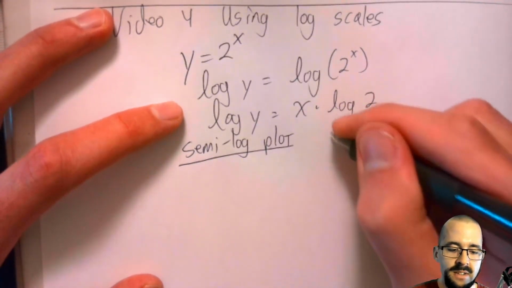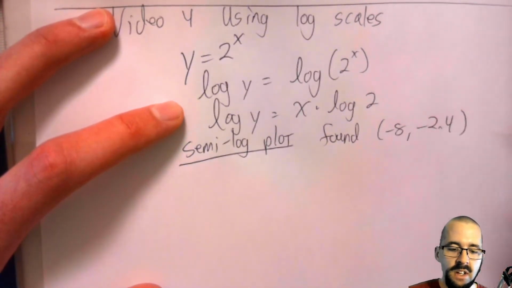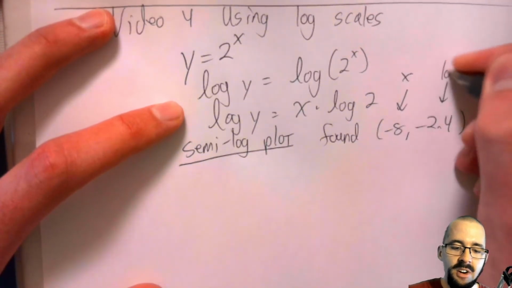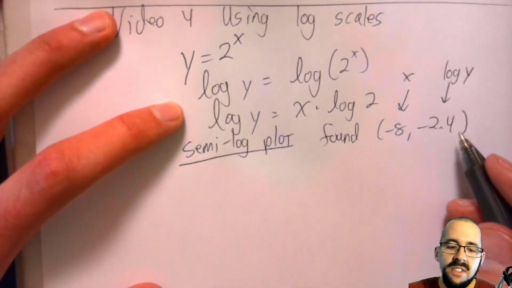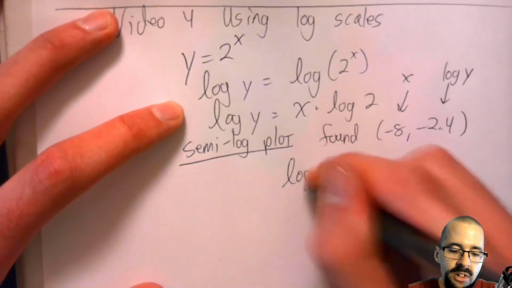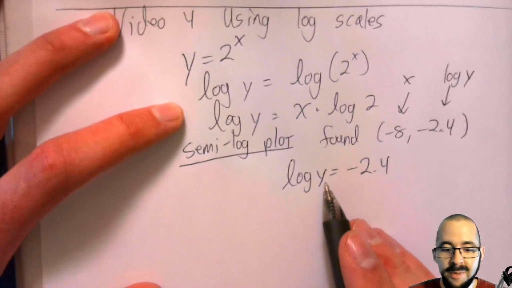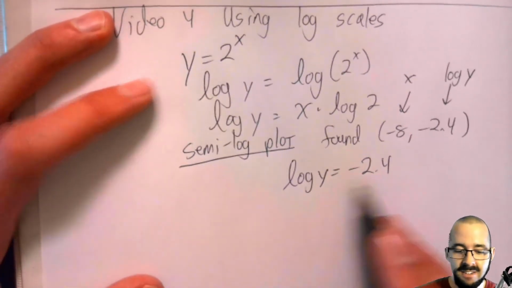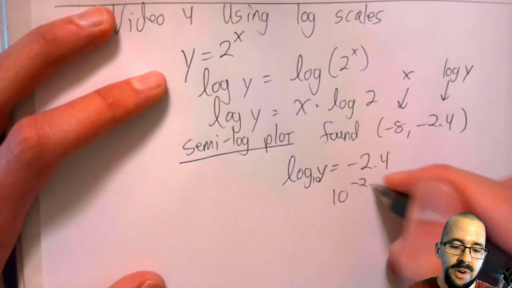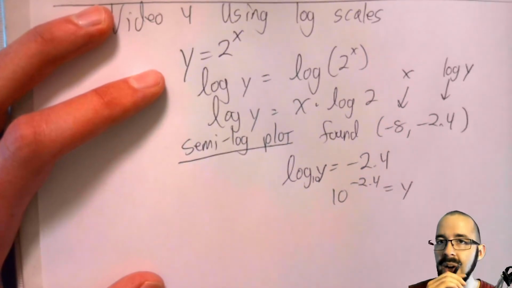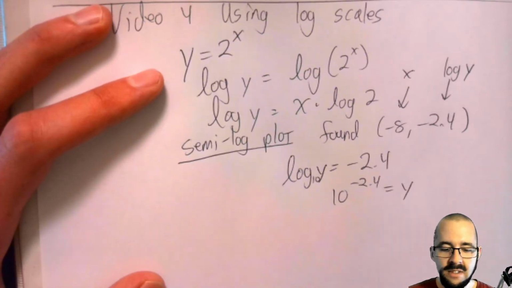So we found the point -8 comma -2.4. Remember, that's our x value. This isn't our y value, it's the log of y. But we can find the y value pretty easily. If the log of y is equal to -2.4, we know how to solve this equation. This is a logarithmic equation, so we can use the definition. Common log, this is log base 10. So it's going to be 10 to the -2.4 power is equal to y, and we can tell what y is. It'll still require a calculator, but we can visualize data more easily.